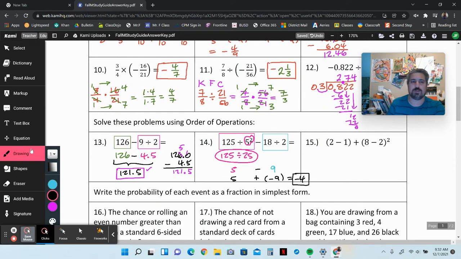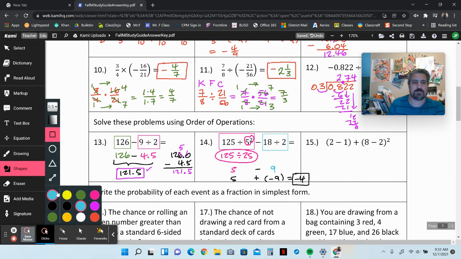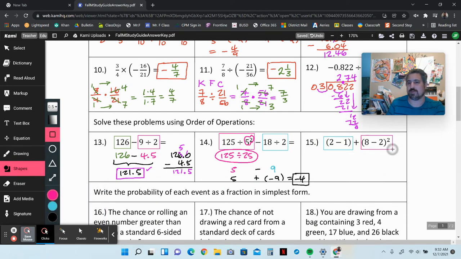For this one here, we're going to circle our terms or identify our terms. We've got 2 take away 1 in parentheses. That's one quantity. And then you're adding to that the quantity of, let me do that over here, 8 minus 2 to the second power. Okay, so they're separated by addition outside of parentheses. Remember, the separators are always subtraction or addition outside of parentheses. Then work within each of these terms to find its value.